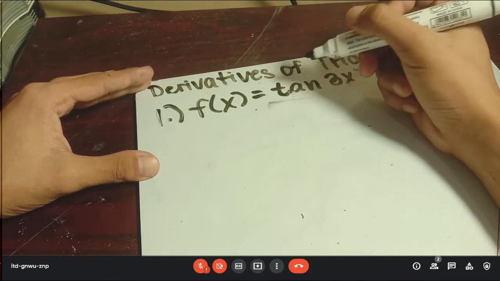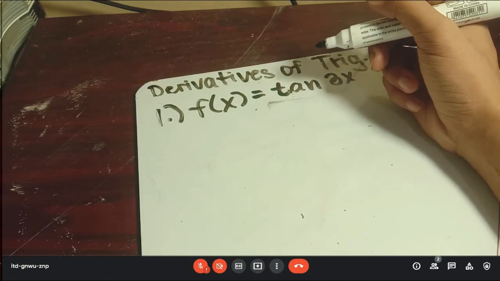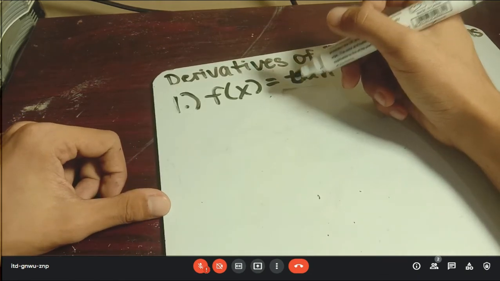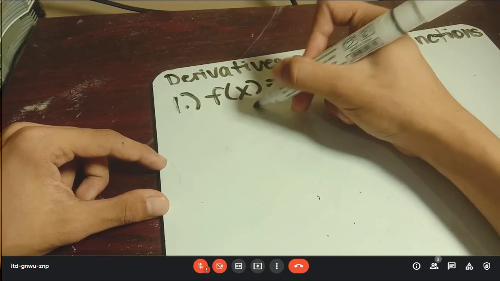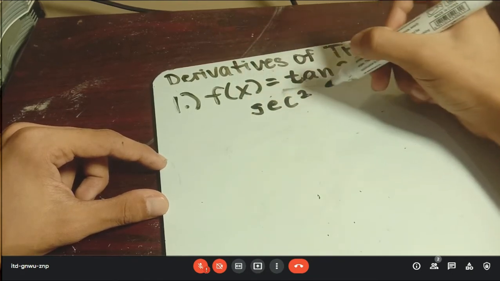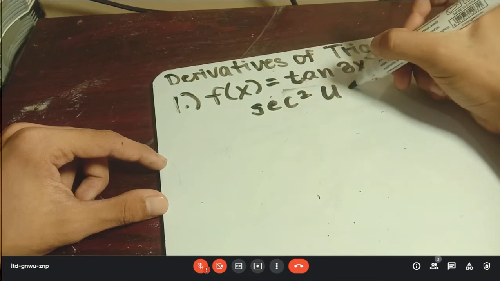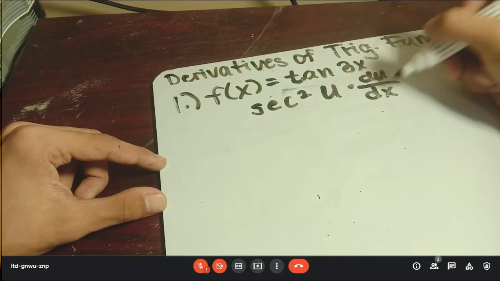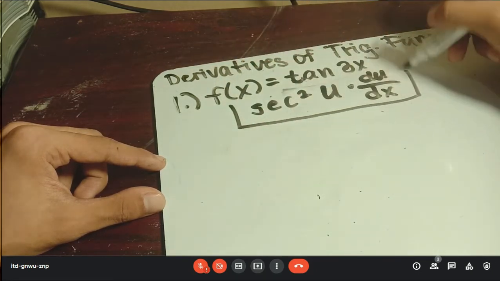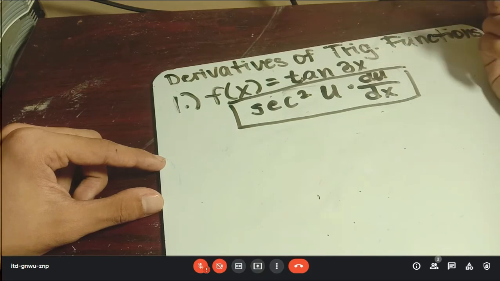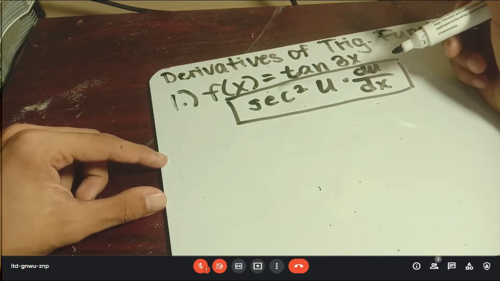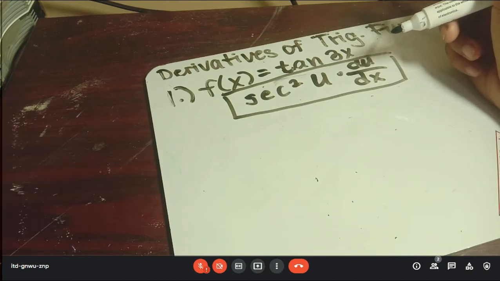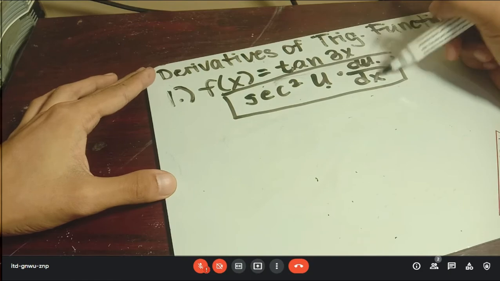So again, since tan ang ating gagamitin, going back, ang ating formula for this one is, it will be sec squared u times du over dx. Yan yung formula natin. Okay? Patandaan natin yan. And, so, before natin siya masagutan, kailangan natin malaman kung ano yung u natin and yung du over dx natin.